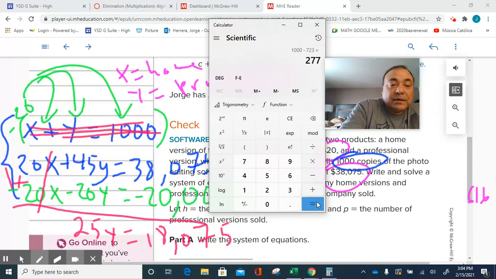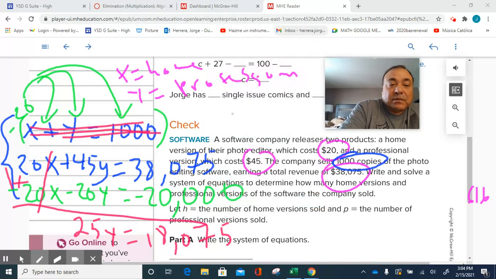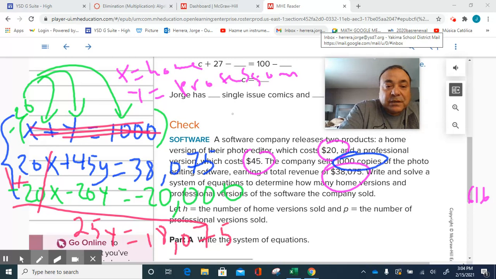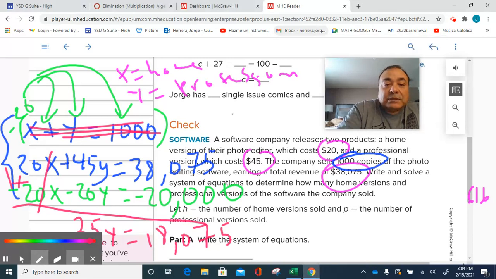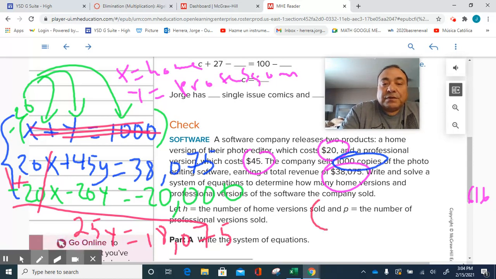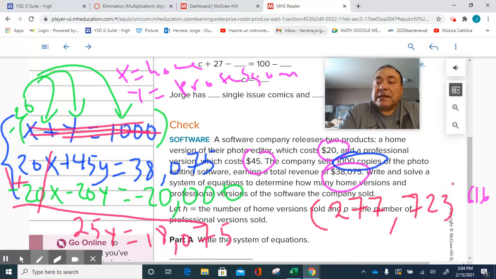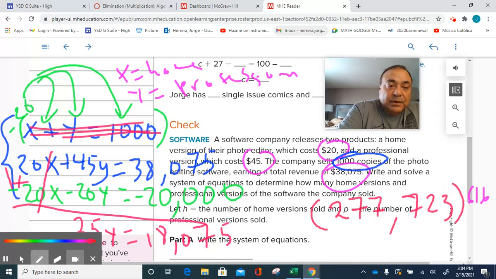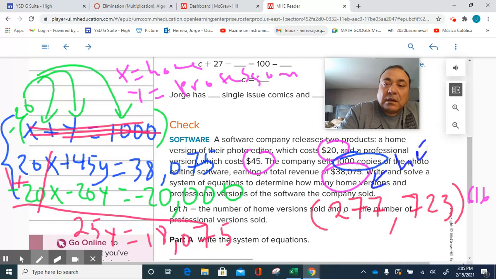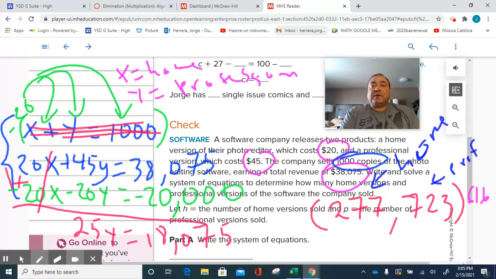Yep. So let me put that away. So my answer here, of course, will be my home first, right? So I'm going to say, okay, my answer for this one is going to be home first, which is 277, and professional ones is 723. That's the answer. So here I'm going to put, okay, I got home. This will be home. And this will be professional versions. Okay. So that's how it works, guys, for the most part.